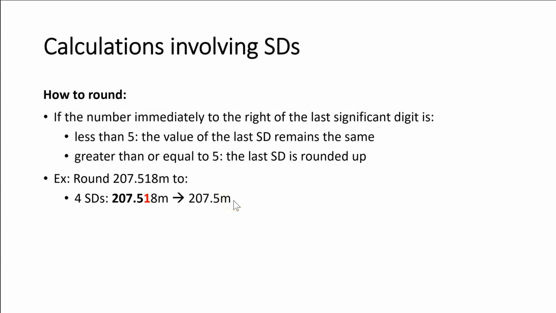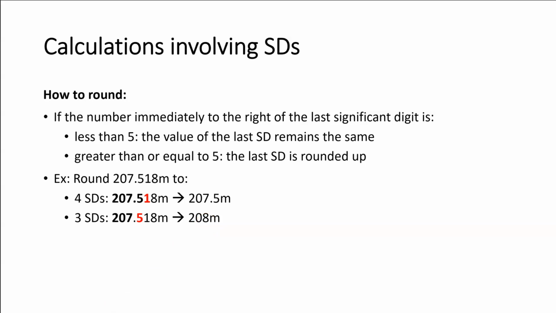If we were rounding that number to 3 significant digits, well then 1, 2, 3 significant digits means your last significant digit is a 7. We look to the right of that, it's a 5, so we need to round this last significant digit up to 8. So rounded to 3 significant digits, this number becomes 208.